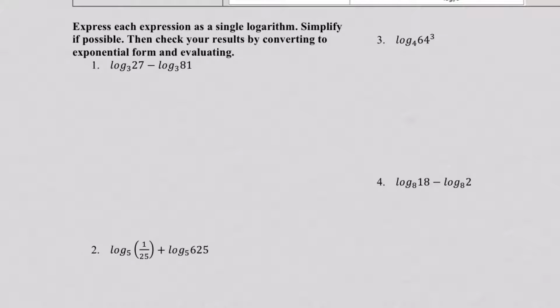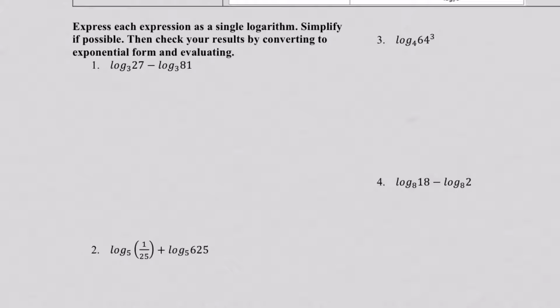Number 1 says, express each expression as a single logarithm. So notice that there's two there. We wanted to put them together. Simplify if possible. Then check your results by converting to exponential form and evaluating.